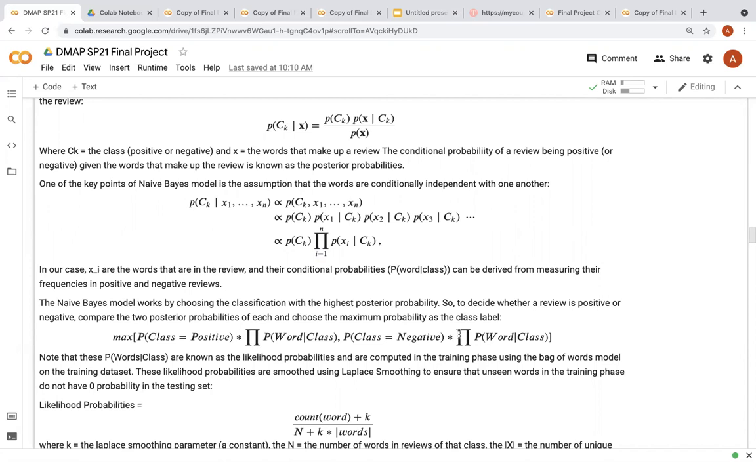We choose the maximum of them in the test step. And whichever one is the maximum, that is what we classify that review as. So if one review has a greater positive posterior probability, that review will be classified as positive, for example.